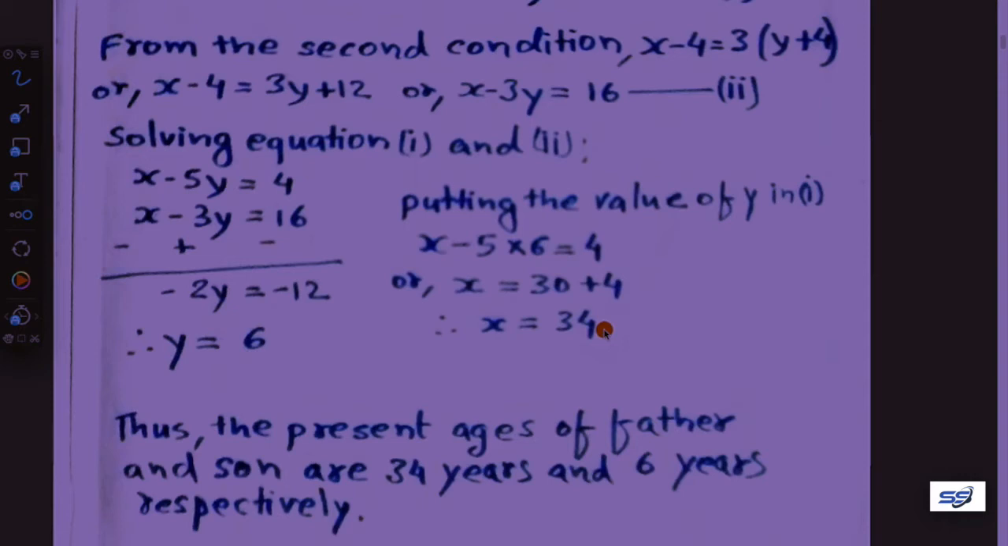In this way, we can easily say that in the beginning we assumed that the age of father is X and the age of son is Y. Therefore, the present ages of father and son are 34 years and 6 years respectively. Here X equals 34 is the age of father and Y equals 6 is the age of son. In this way, we completed this second question also.